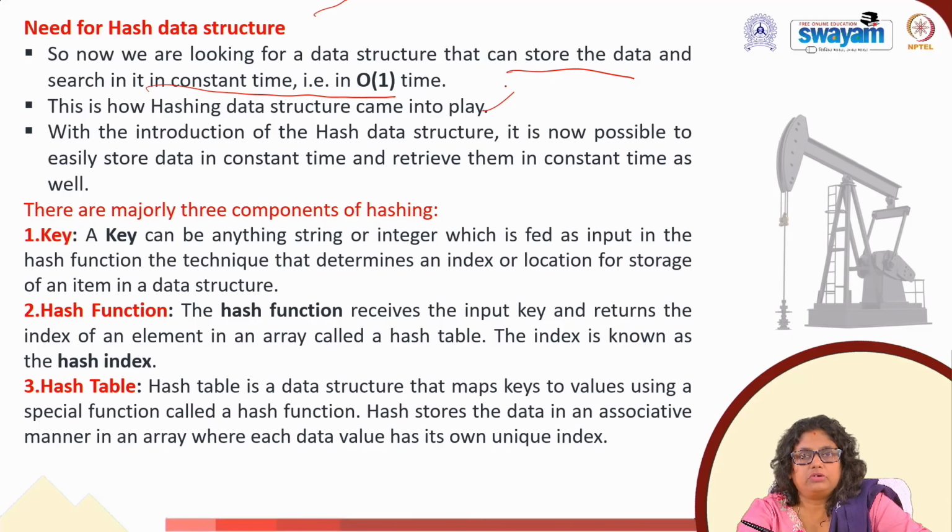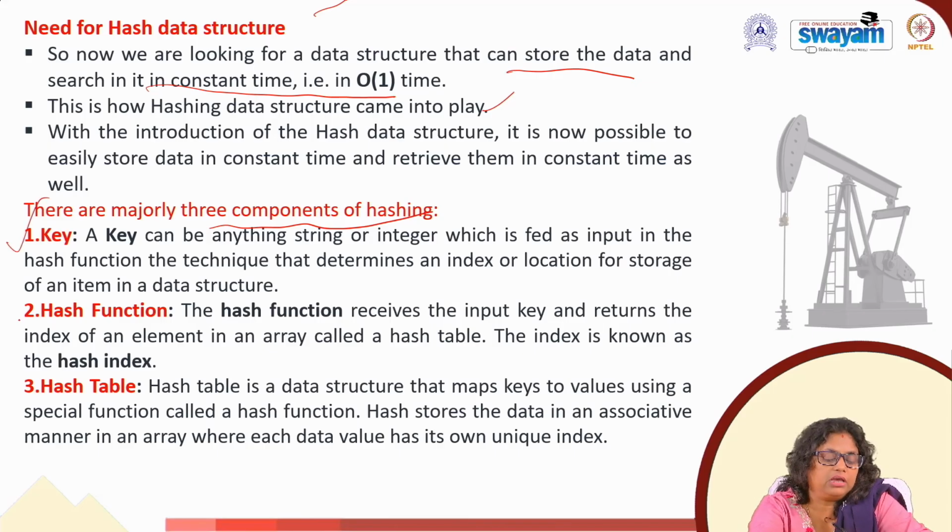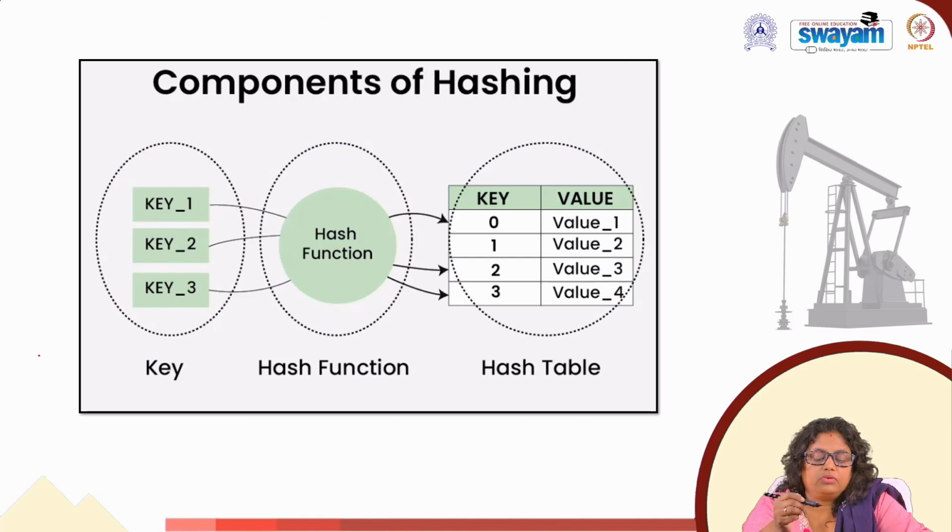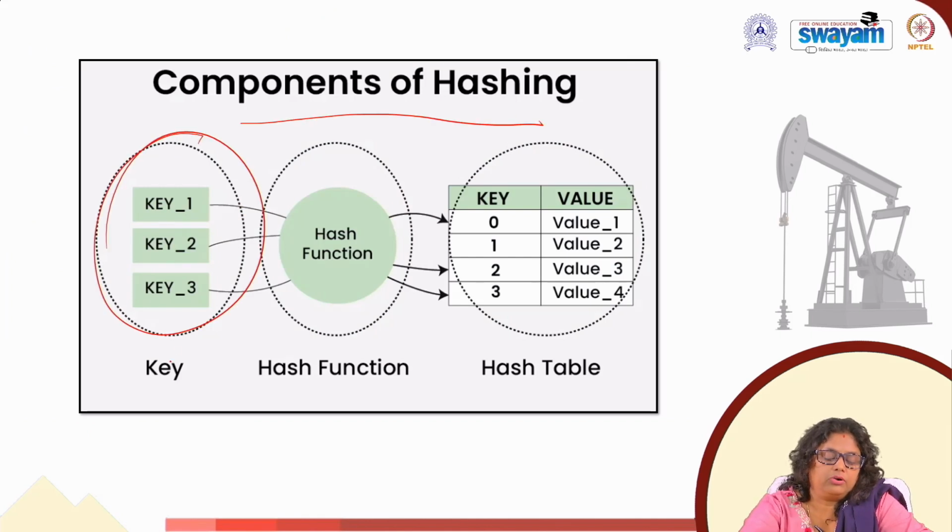With the introduction of the hash data structure, we need to understand that there are mainly three components of hashing. One is the key, another one is the hash function, and the third one is the hash table. See this, the components of hashing. So this is the key we are talking about. This is the input value we have, like this, the key. Then we are talking about the hash function.